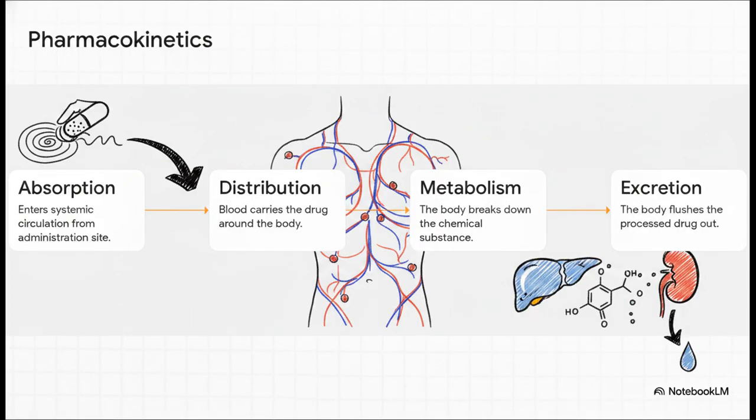Your body basically treats the drug like a foreign invader and puts it through a rigorous four-step biological assembly line. First is absorption, getting the drug into your circulation. Next is distribution, which carries it through your blood to the rest of the body. Then comes metabolism, where your body actively breaks the chemical down. And finally, excretion, where your body flushes it completely out of your system.